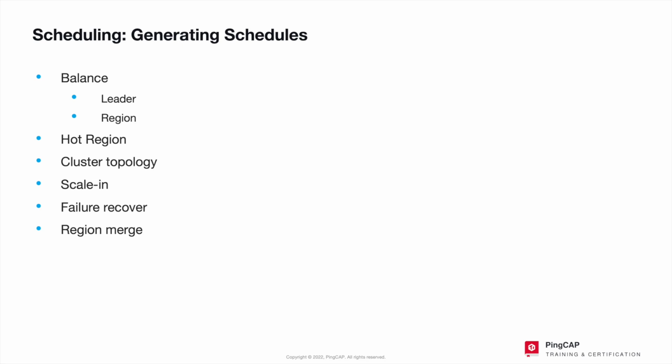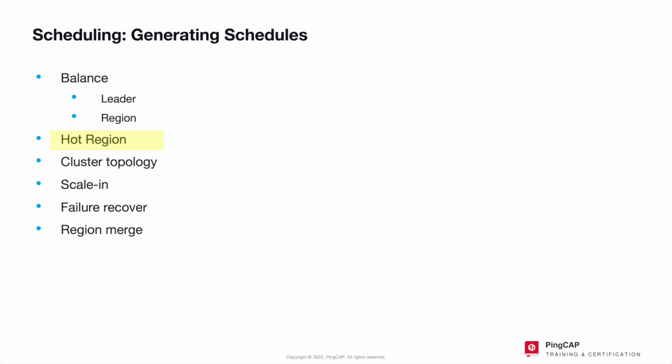Here are some situations that will result in an operator being created. 1. Balance. This means that we evenly distribute regions across all stores in a cluster. It can be divided into two types. The leader focuses on the leader of a region, which can be thought of as the purpose of dispersing the pressure of processing client requests. This is the volume of client requests. Number 2, the region focuses on each peer in the region with the aim of spreading the pressure on storage and avoiding disk fullness.